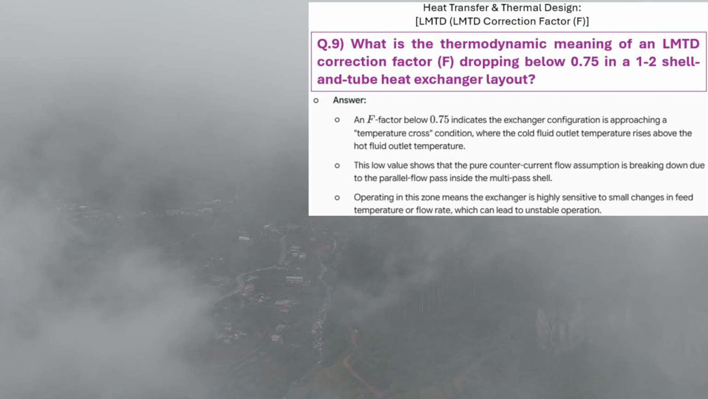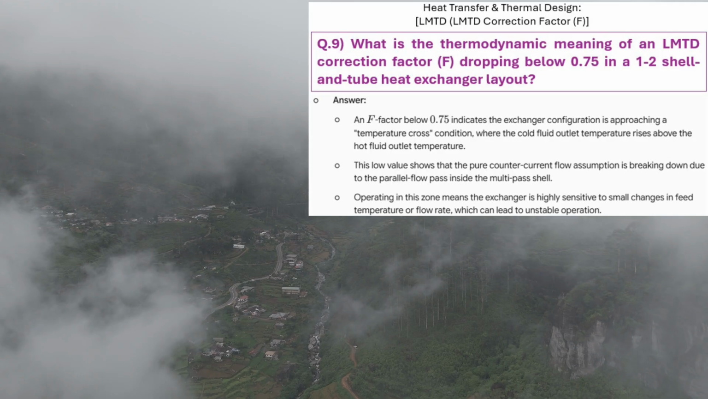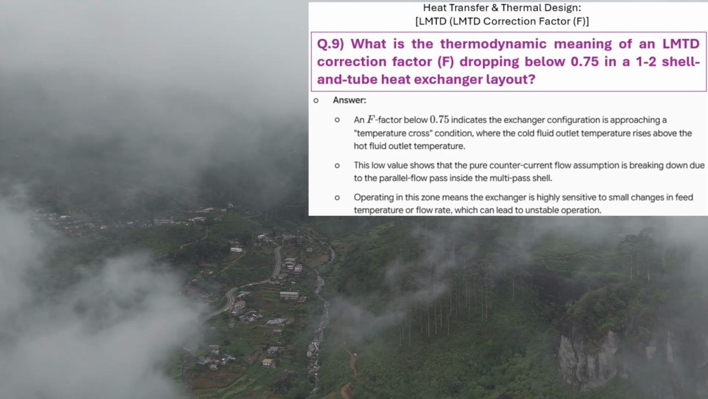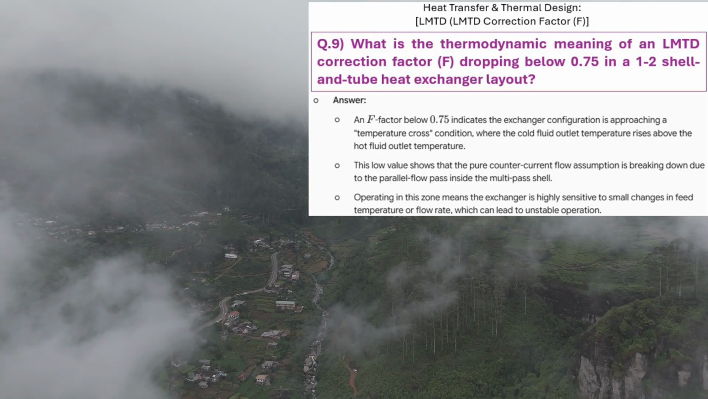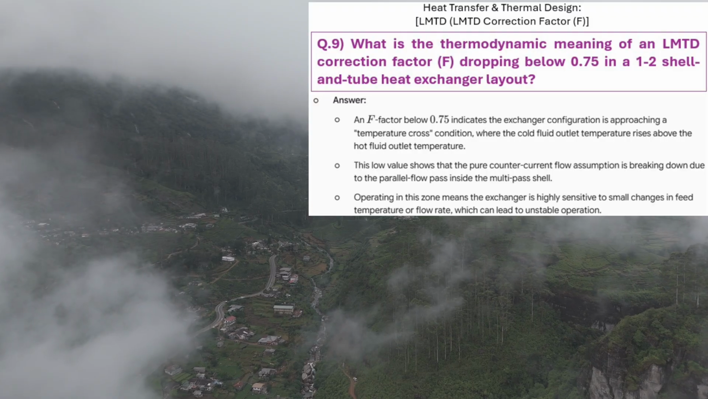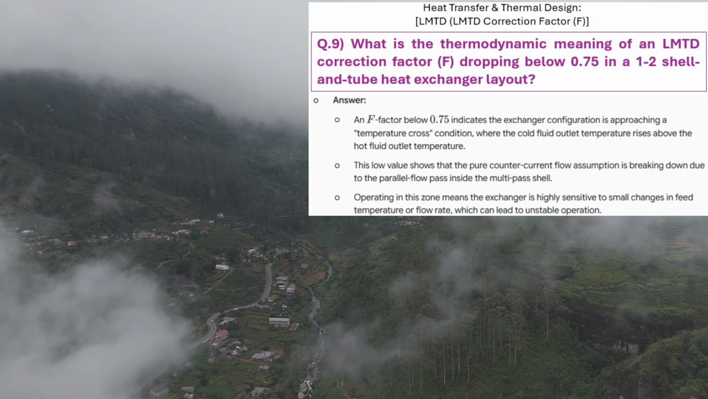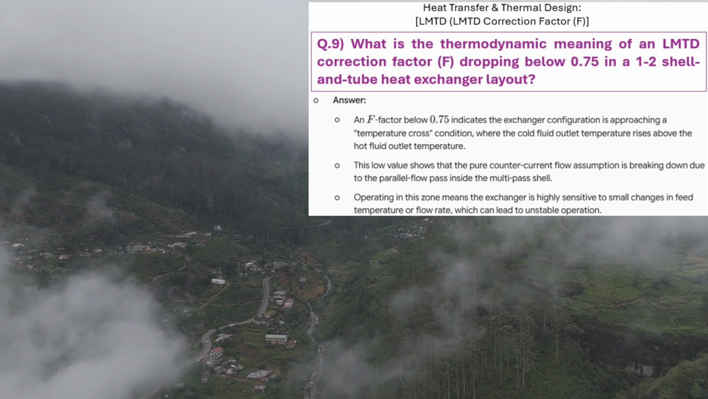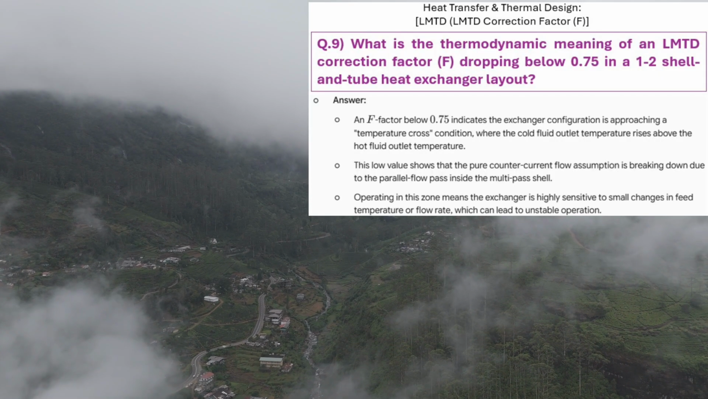Let's discuss the log mean temperature difference, specifically the correction factors, the F and F sub T factors. Right. The thermodynamic warning klaxons. What is the precise physical thermodynamic meaning of an LMTD correction factor dropping below 0.75 in a standard one-shell multi-pass layout? An F factor below 0.75 mathematically indicates the configuration is approaching a severe temperature cross condition. Explain the physics of a temperature cross. A temperature cross occurs when the cold fluid outlet temperature theoretically needs to rise physically above the hot fluid outlet temperature. The low F factor demonstrates the pure countercurrent flow assumption is breaking down.